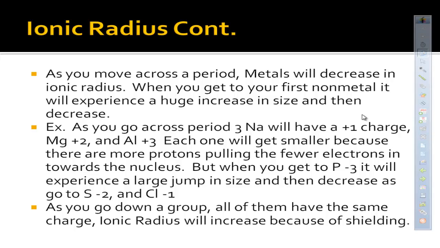Okay, all of them are going to have a +1 charge, or all of them are going to have a -3 charge. What will happen is that ionic radius is going to increase again because of shielding. Yes, you have your valence electrons, but because of all of those inner electrons as you go down a group, those electrons are being placed further from the nucleus, and again, the nucleus can't pull on them as much. So as you go down a group, ionic radius is going to end up increasing.